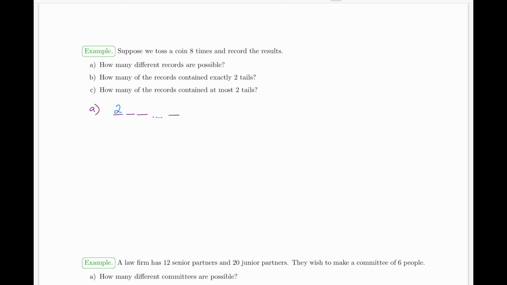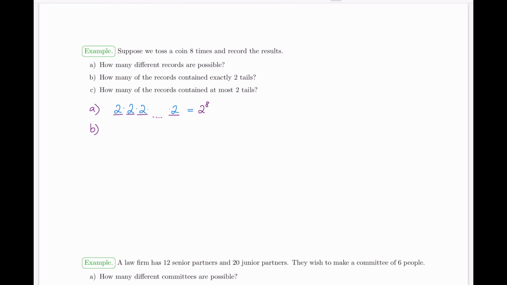It's independent of the first one. The coin is assumed to be fair, unless it says otherwise. So I have 2 options for the second toss as well, heads and tails, and so on and so forth, all the way through 8 tosses, and they happen consecutively. So I have 2 times 2 times 2 times 2, 8 times altogether, for 2 to the 8 available different records.